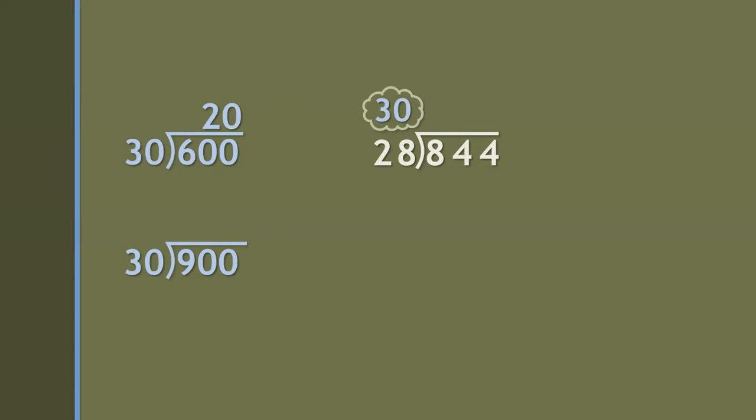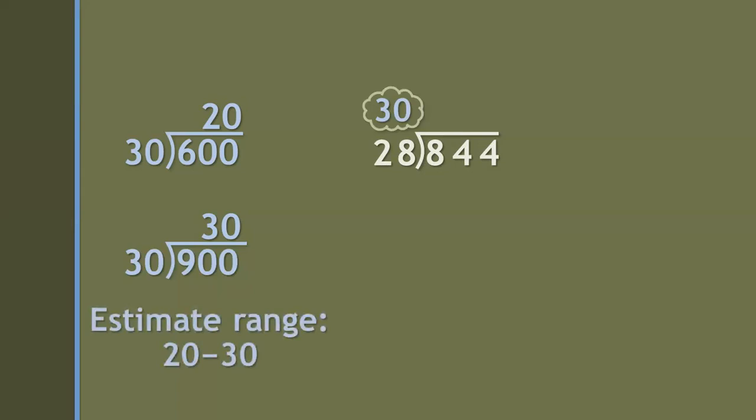Let's look at the bottom, 30 and 900. Well, 900 is actually kind of closer to 844 than 600. And so we can look at 30 and 90 and say that 30 is going to go into 90 3 times. And then we can add up our zeros. And so 30 goes into 900 30 times. And so between 20 and 30, my guess is that 30 is going to be a closer call for how many times 28 goes into 844. So our estimated range is going to be between 20 and 30.